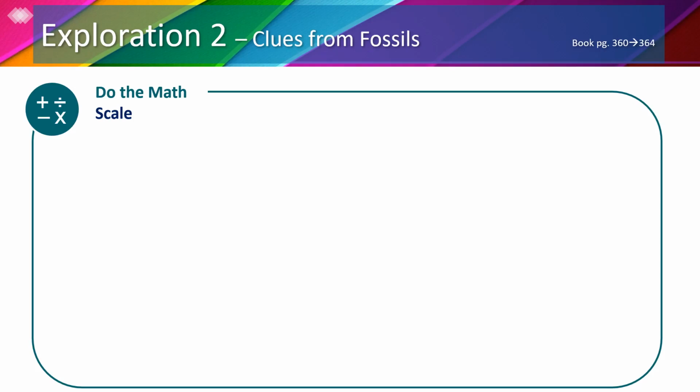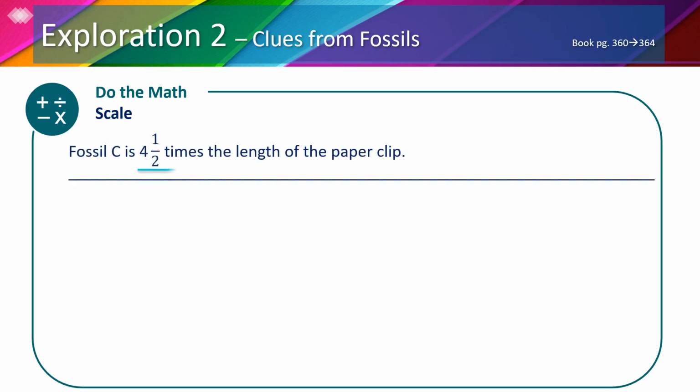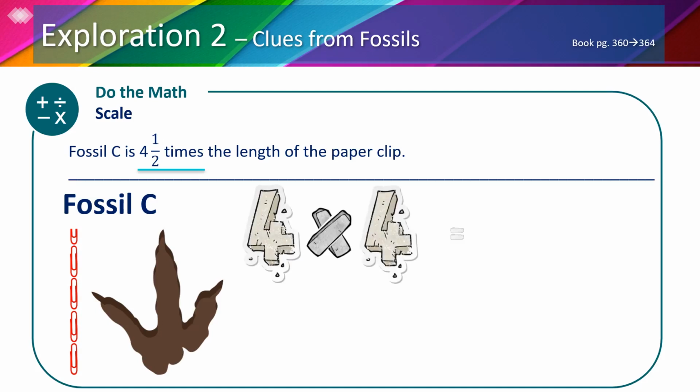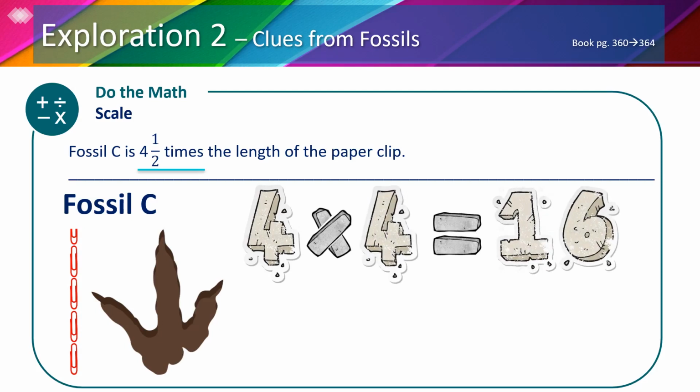And finally, fossil C. It is 4.5 times the length of the paperclip. Let's pretend this is fossil C. It is 4.5 times as long. So we place 4 paper clips and then a half. We can split it into 2 parts. First, we do the 4. 4 times as long means we need to multiply by 4. So 4 multiplied by 4 is 16. That's right. And then we do the half.